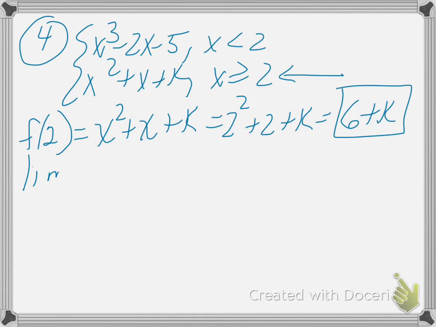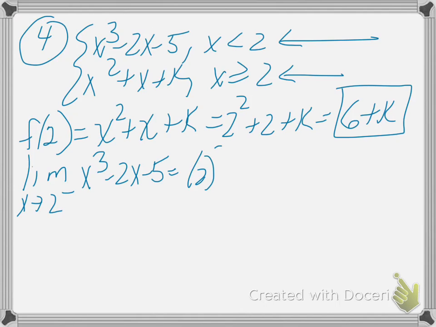Okay, now I'm going to do the limit as x approaches 2 from the left side. So I'm going to use the top function for that. Put a 2 wherever I see an x. So I get 2 to the third power, which is 8. 8 minus 4 is 4. And 4 minus 5 is negative 1.